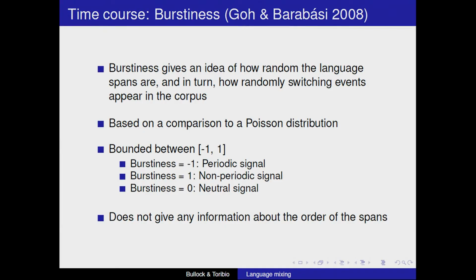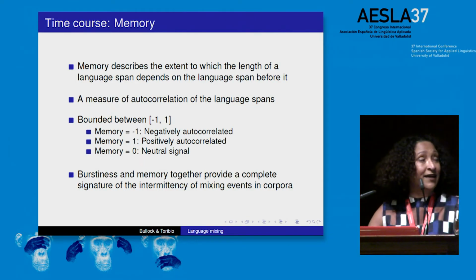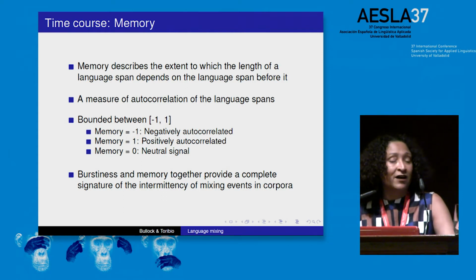So for this, we can look at the time course. Burstiness is actually fairly simple to explain. It tells us really how regular, how periodic or aperiodic switching is. If it's bursty, you've got long monolingual spans, and then you have a burst of another language. And finally, memory is the last metric that I'll talk about.